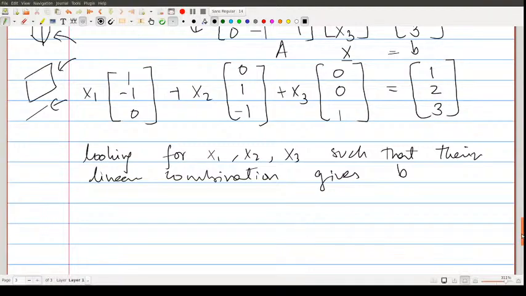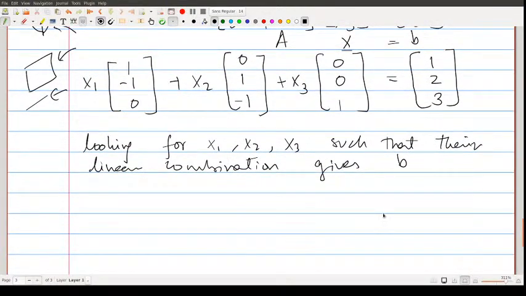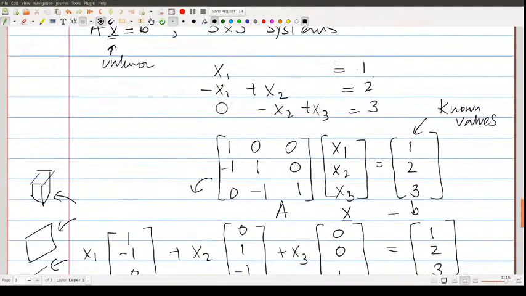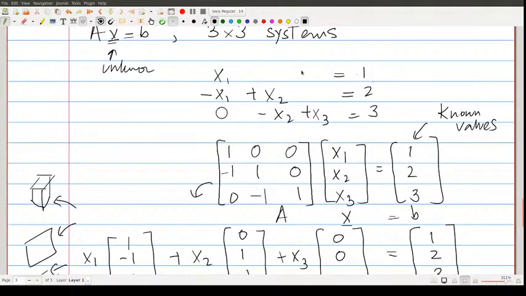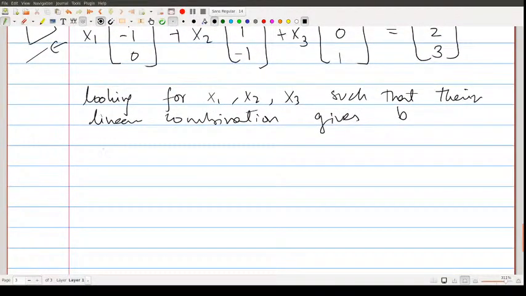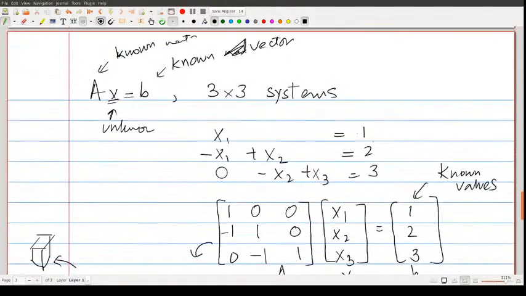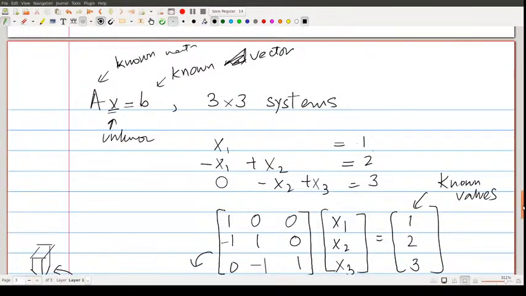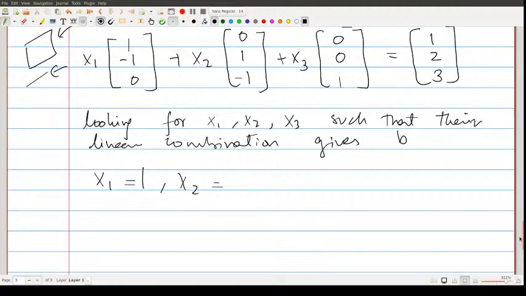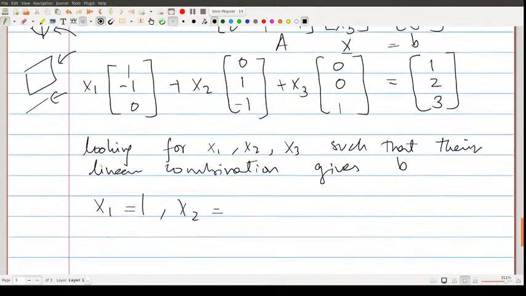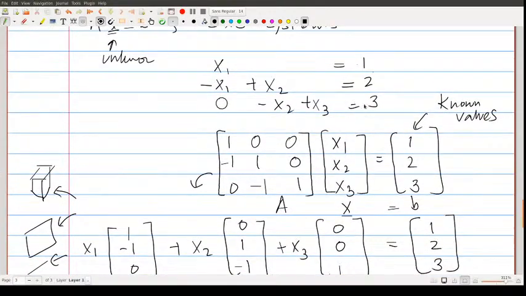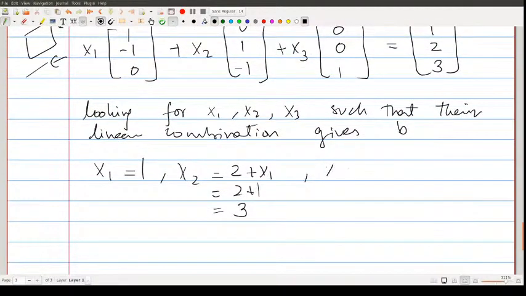Now, maybe we can try to find those terms. In this question, I think that's extremely easy. The system that I gave you was extremely easy to solve. I can immediately see from the first equation that x1 is equal to 1. The second equation tells me that -x1 + x2 is 2, so I know that x2 is equal to 2 + x1. So 2 + 1 gives me 3. And finally, the last equation tells me that x3 is equal to 3 + x2, so x3 is 3 + 3, which is 6, right?